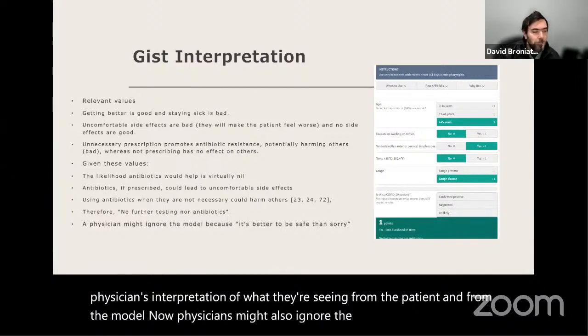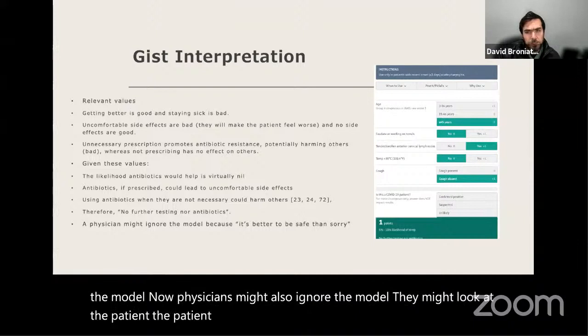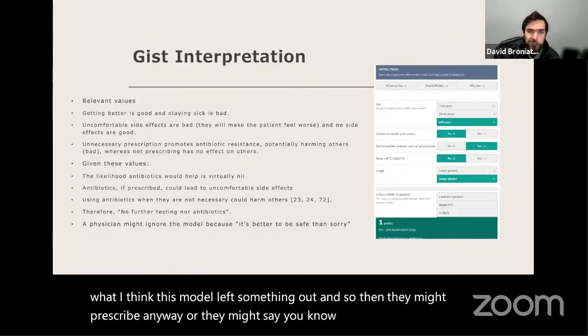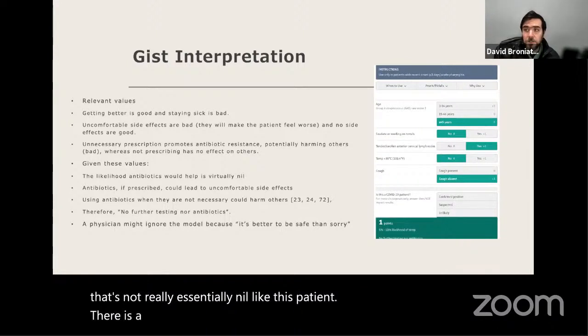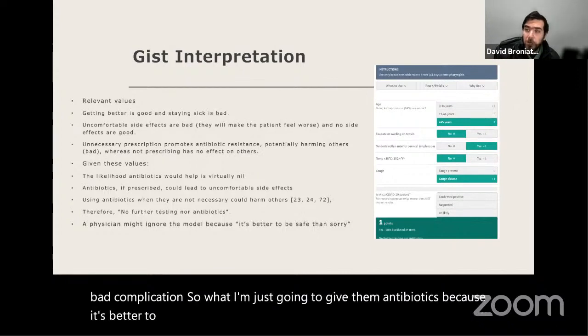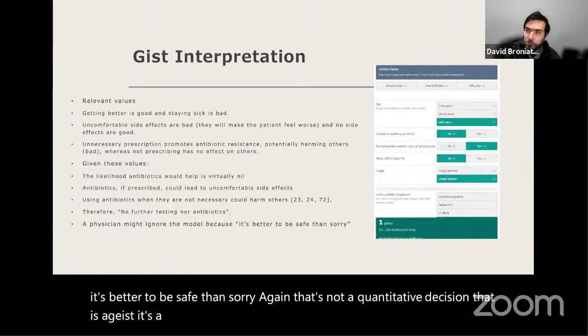Now, physicians might also ignore the model. They might look at the patient. The patient may seem to be really sick. They may say, I think this model left something out, and so then they might prescribe anyway. Or they might say, 5%, that's not really essentially nil. There is a small probability that this patient could get some really, really bad complication. So I'm just going to give them antibiotics because it's better to be safe than sorry. Again, that's not a quantitative decision. That is a gist. It's a simple qualitative decision that draws on that particular physician's expertise. Okay.